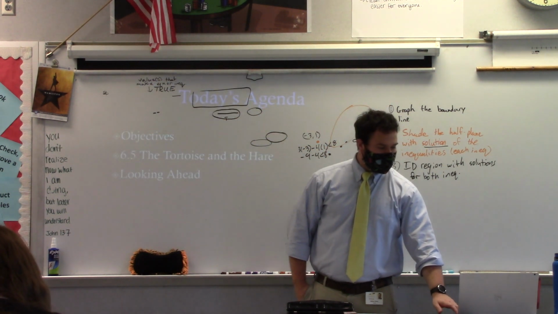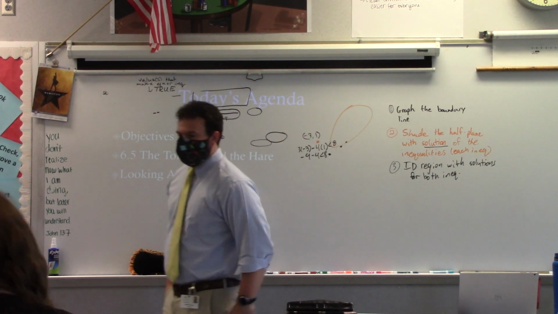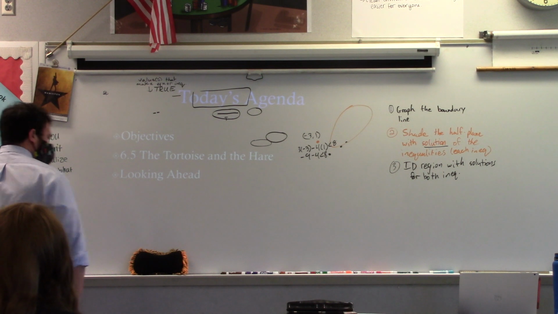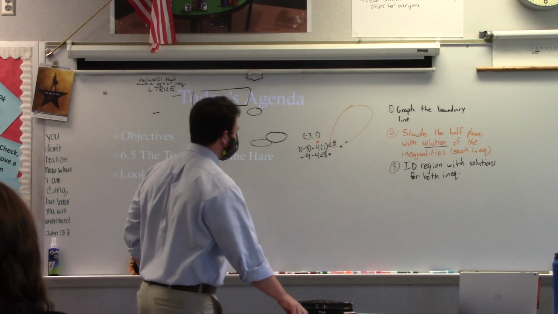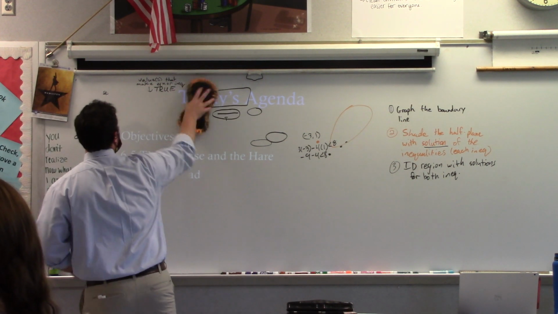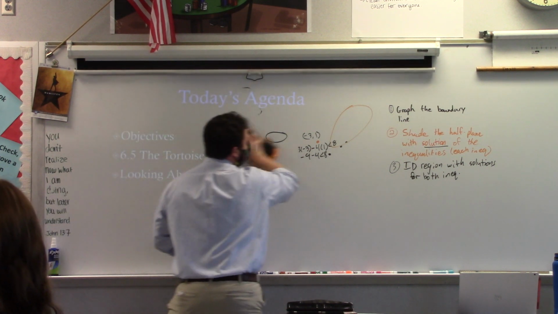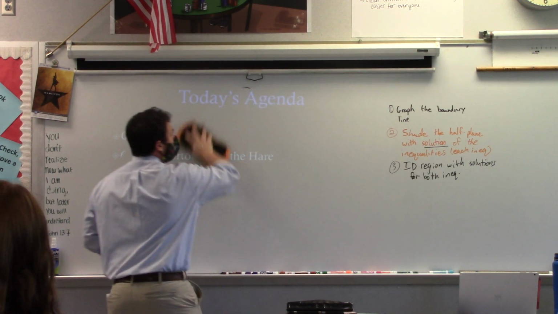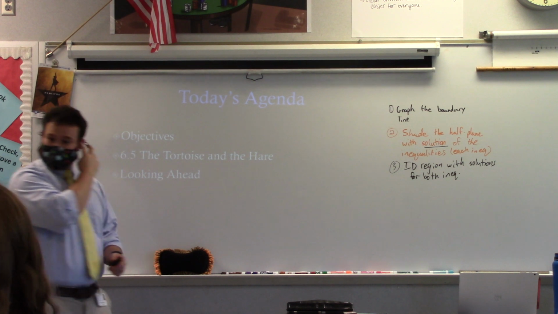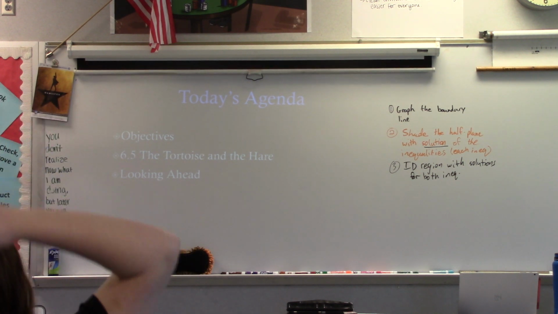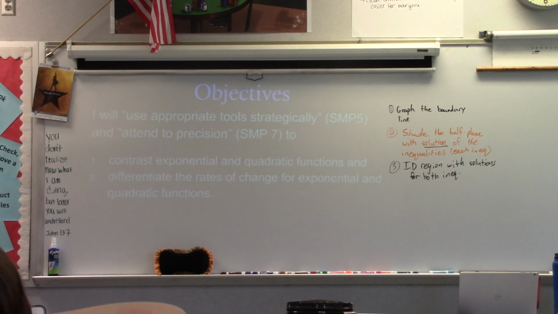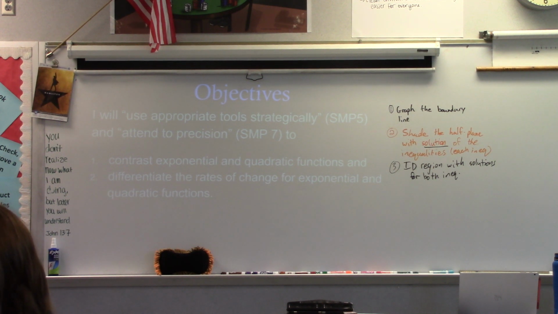But let's start looking at today's agenda and the objectives. So you should have 6.5, the tortoise and the hare out, because I handed that out at the beginning of class. All right, so objectives. Remember, it's hard to figure out if you've learned what you're supposed to learn unless you pay attention to the objectives.